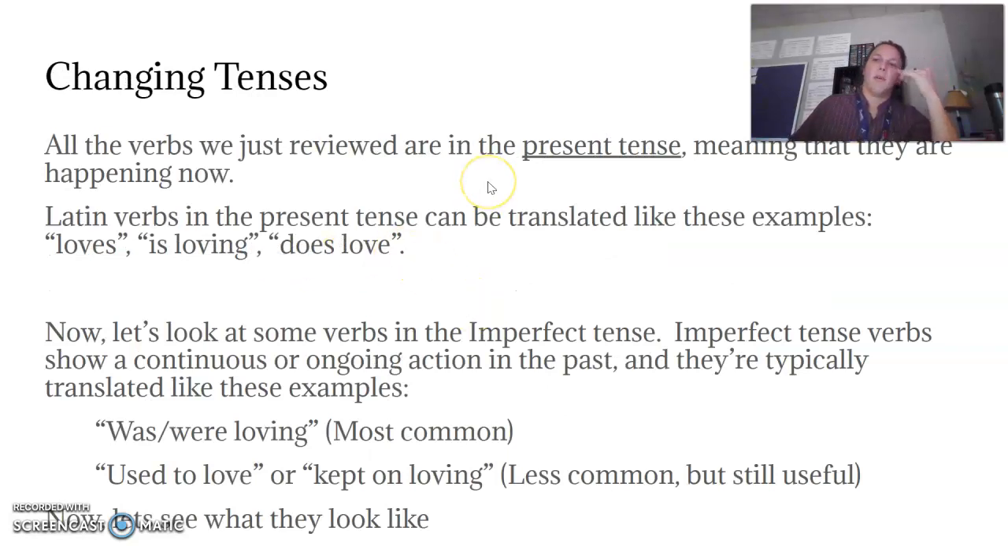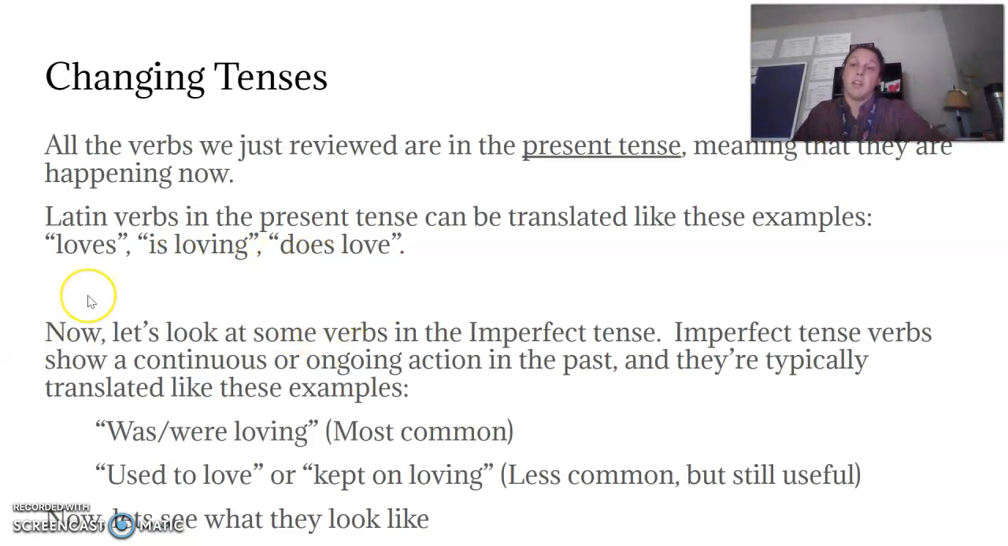Okay, so now that we've talked about person and number in the present tense, let's talk about how we change tenses. All the verbs we just reviewed are present, meaning that they're happening now. I love, it could also be I am loving or I do love. Those are three valid ways to translate a present tense verb. All of those are technically right. For the purpose of quizzes, we're probably going to just stick with the first version. So if I say amat, that means he loves on the quiz, just to keep it simple. He is loving and he does love are also acceptable.